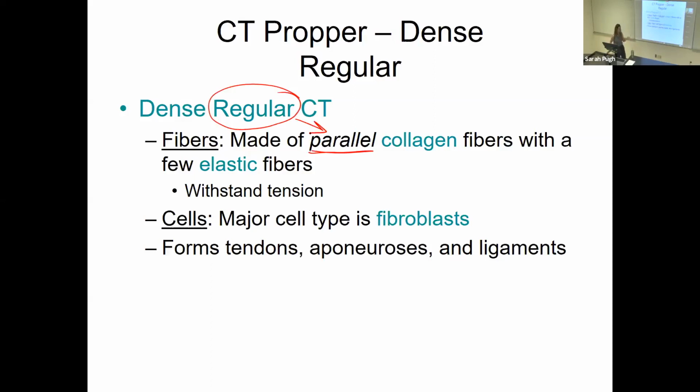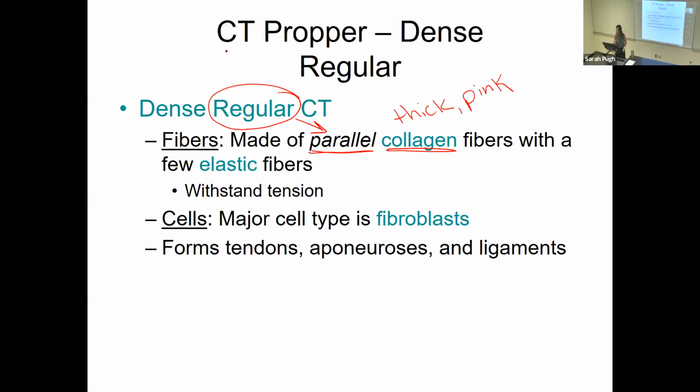And dense regular connective tissue has a ton of collagen fibers in it. And so collagen fibers, remember, these are the ones that are stronger than steel. They're usually thick and they're usually pink in color. And because they're really, really tough, they can withstand a lot of tension. But again, think about this. We're looking at fibers that are all running in the same direction. So the tension that this tissue can withstand is from one direction, being pulled in one direction.